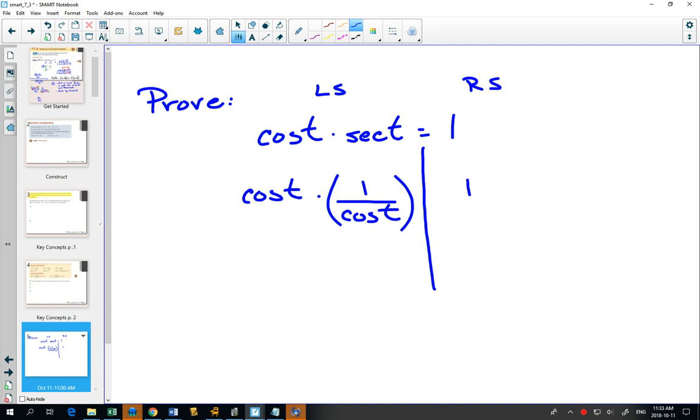And now we have multiplying fractions. What happens when I multiply, and I can change the first one to a fraction? Cos t over 1 times 1 over cos t. Are any of the factors identical? Yes. Could you see that you could simplify this and this? And what's it equal to? 1. And you have solved this puzzle.